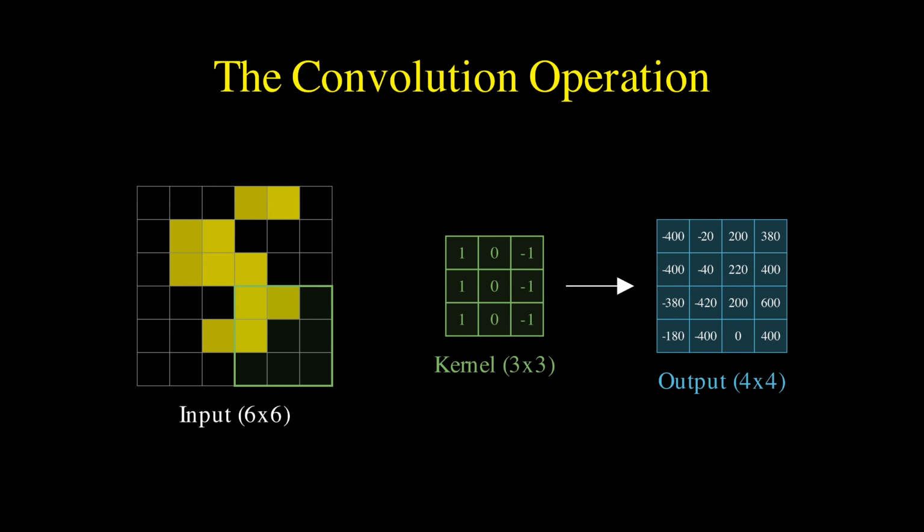And the output size, if your input is h by w, and your kernel is k by k, the output is h minus k plus 1 by w minus k plus 1. So our 6 by 6 input with a 3 by 3 kernel gives a 4 by 4 output.